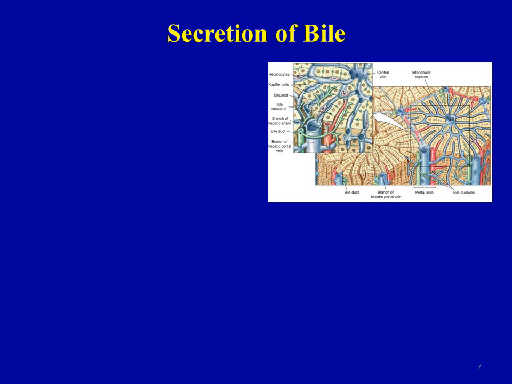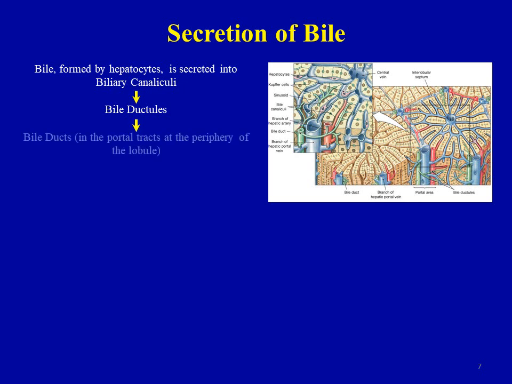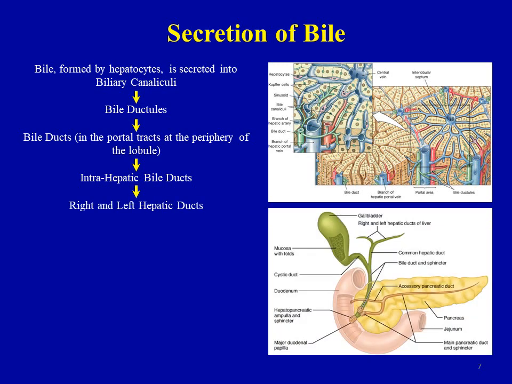Bile that is formed by hepatocytes is secreted into the bile canaliculi, and then from the canaliculi it flows into the bile ductules. So the bile that is formed by the hepatocytes is released into the bile canaliculi, then finally this will flow into bile ductules, then into bile ducts in the portal tracts at the periphery of the hepatic lobules. Then the bile will flow through the intrahepatic ducts and then to the right and left hepatic ducts.